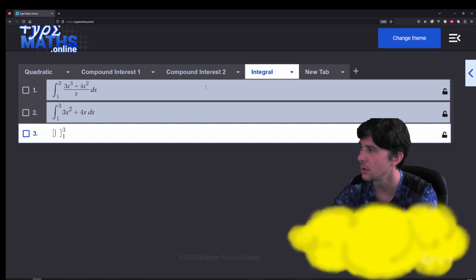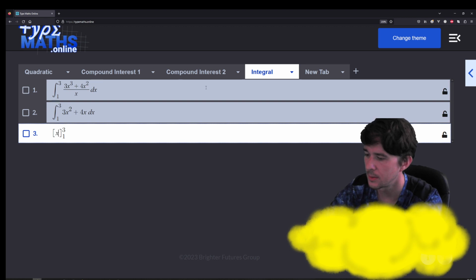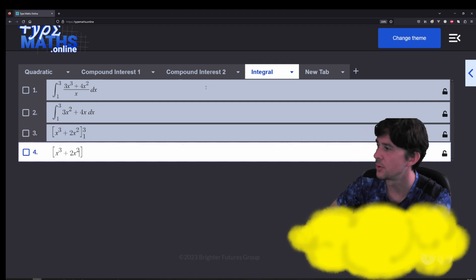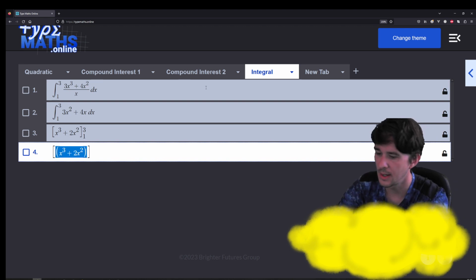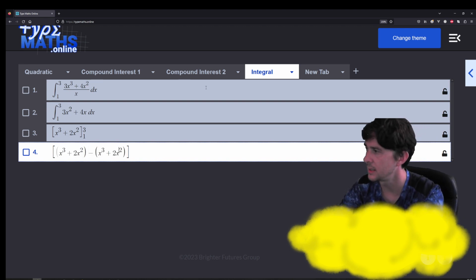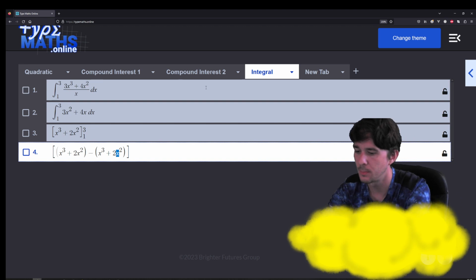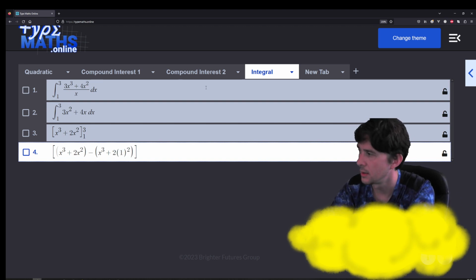And then in here, we're going to have, what's that going to be? X cubed plus 2x squared. Again, I hope my mental maths is not embarrassing me right now. So in this step, I'm going to put a closing bracket. I'm going to copy that. I'm going to go subtract and then paste. So now I can put in a 1 here, and I can put in a 1 here.